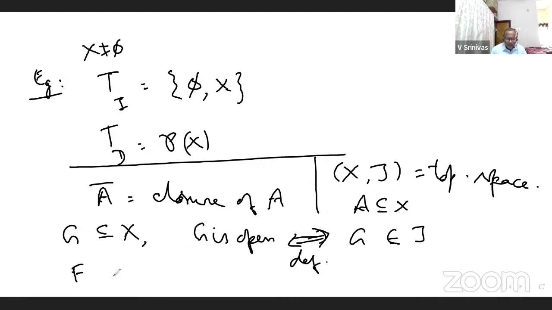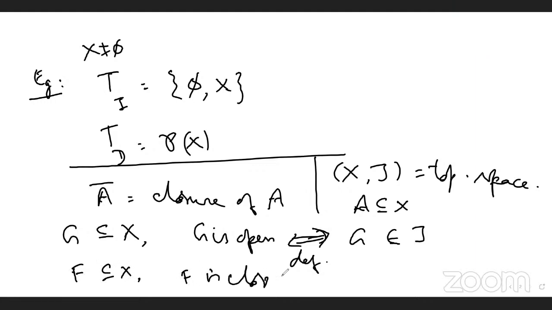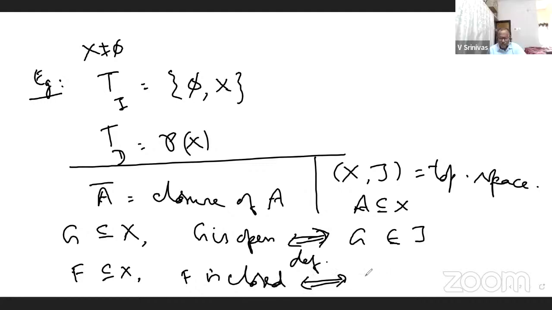Then we define what we mean by closed sets. Let F be a subset of X. We define F is closed if and only if its complement is open. We define closedness of a set in terms of its complement.